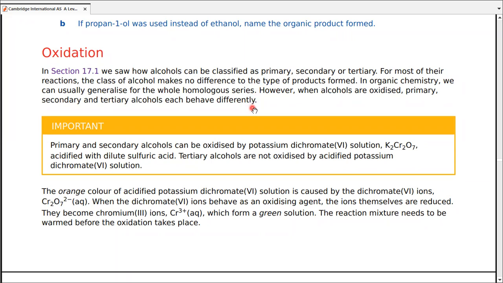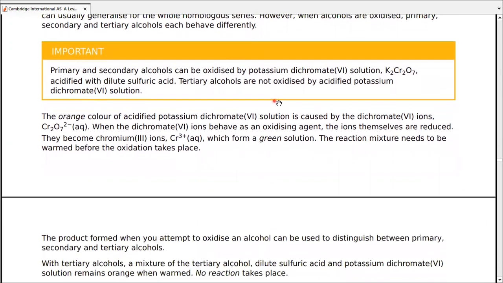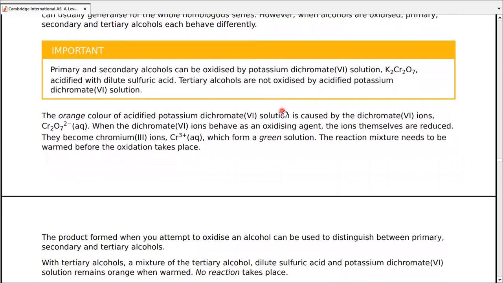The type of products formed were usually the same, and we can generalize the homologous series, but oxidation and reduction are the reactions in which the cyclic compounds that we commonly talk about are different. So, in case of oxidation of alcohols, the primary, the secondary, and tertiary alcohols are going to behave differently. We need to go for a test for this, and there are a couple of things that you should write in the book. They won't be mentioned in the book.